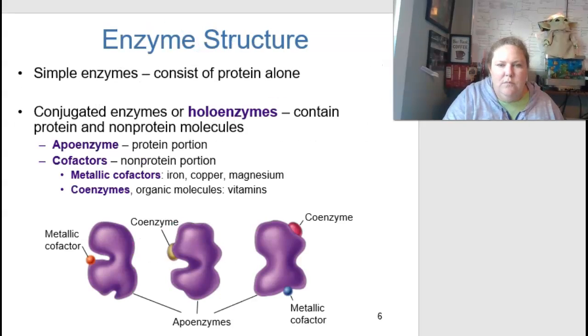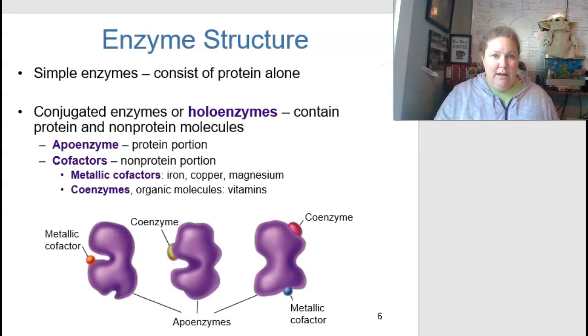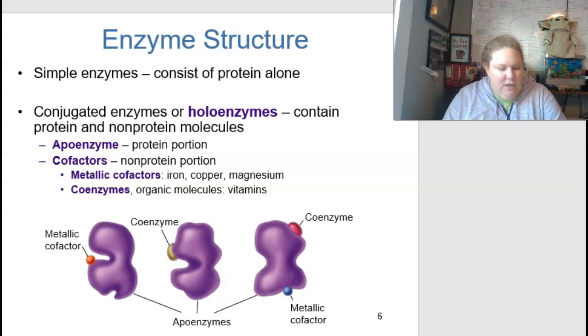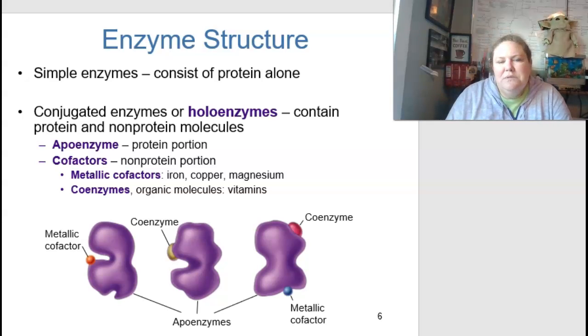So moving on to, well, what are enzymes? Let's look at that enzymatic structure. This is on figure 8.2. Simple enzymes consist of just the protein alone, and conjugated enzymes or holoenzymes contain proteins and non-protein molecules. The apoenzyme is the protein portion.